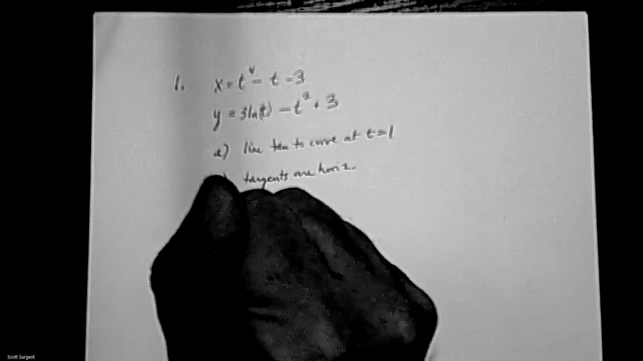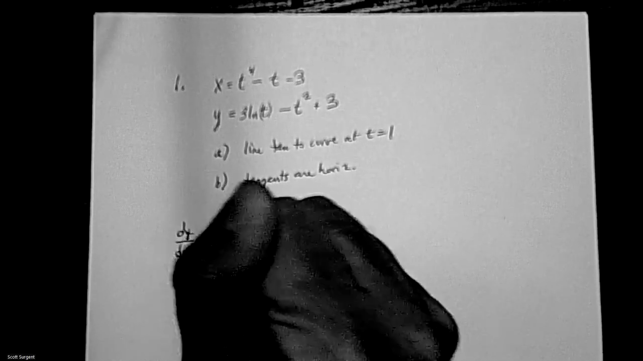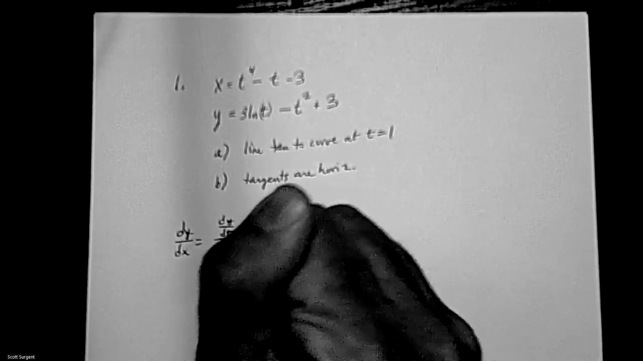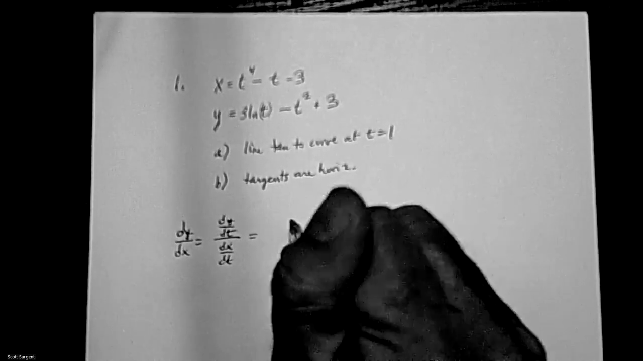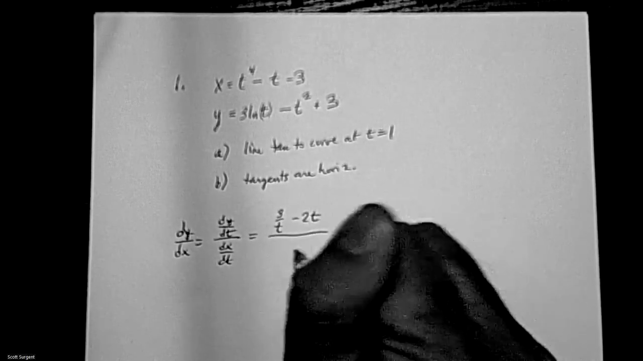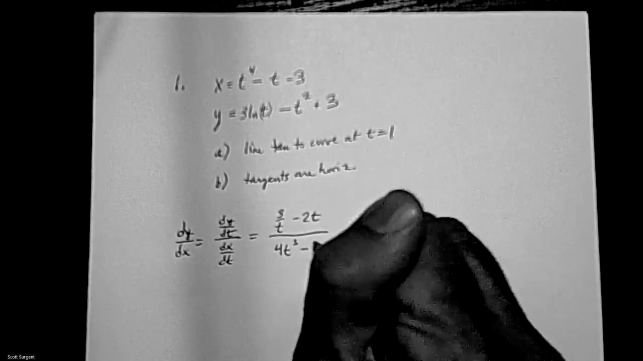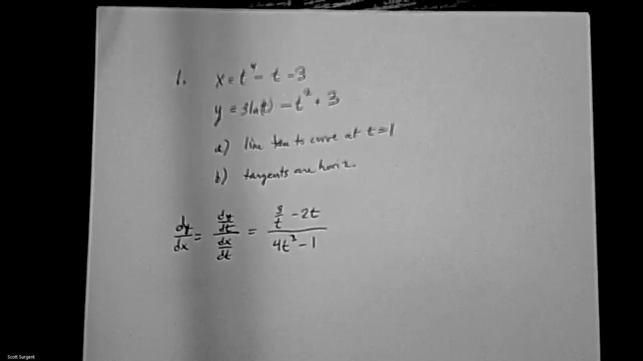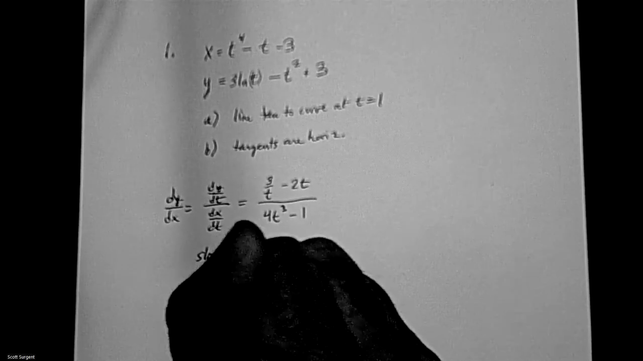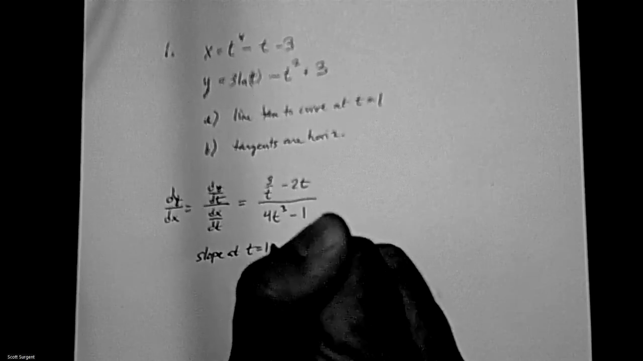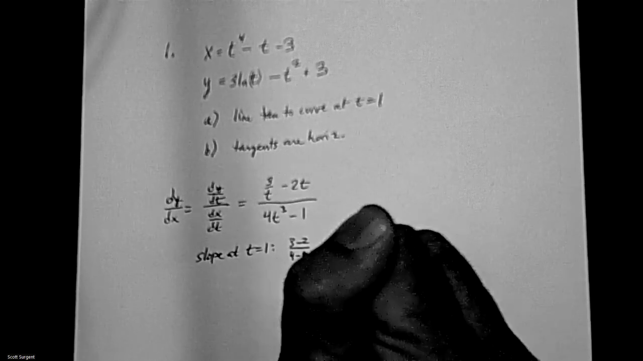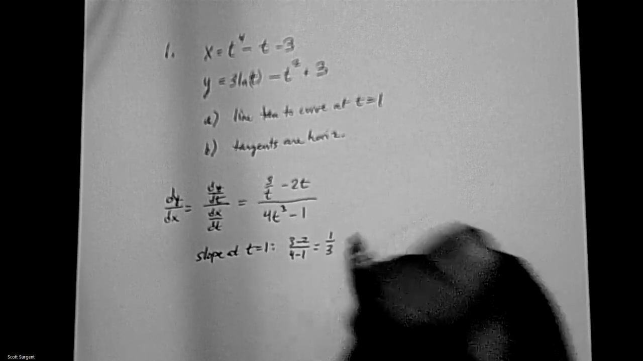As far as setting up the derivative, so we want dy/dx. What we're going to do is we're going to go dy/dt over dx/dt. So dy/dt is going to be 3 over t, take away 2t. And on the bottom, it's going to be 4t cubed, take away 1. So that's the derivative. So the slope at t equals 1 is just to plug in t. We get 3 minus 2 on top, 4 minus 1 on the bottom. That's 1 over 3.